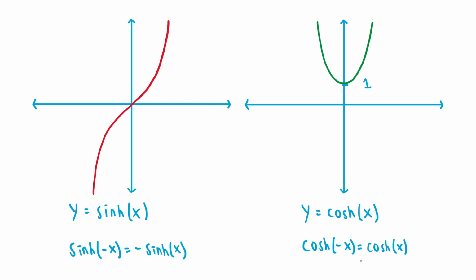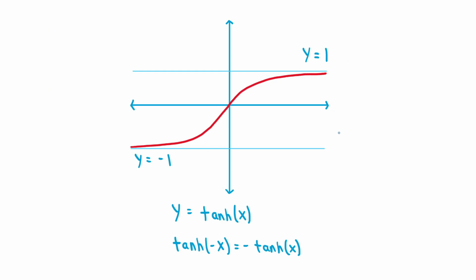Since cosh of negative x equals cosh of x holds for all values of x, cosh of x is an even function, and we can see this is the case from the graph of cosh of x, which is symmetric about the y-axis. If we consider the tanh function, tanh of negative x equals negative tanh of x, which we proved earlier. This means tanh of x is an odd function, and we can see this from the graph of tanh of x, which has rotational symmetry about the origin.